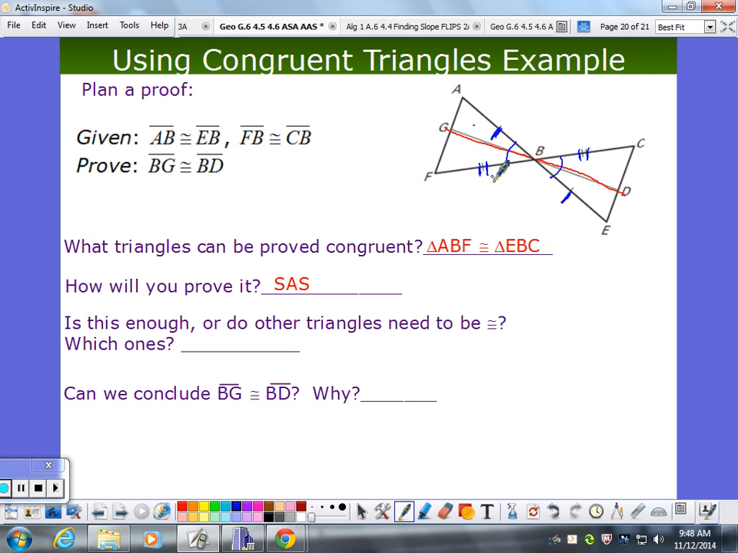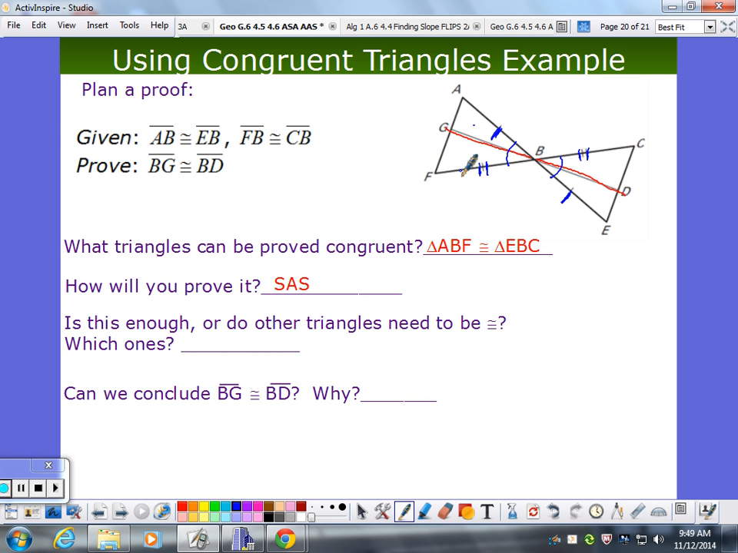How do I know that these are congruent? Because of SAS, therefore they're congruent, therefore they have the same height. Wait, what's congruent? ABF and EBC are congruent. Okay. Therefore they have the same height, and GB and BD are. What do you mean by height? Like base times height, the height from the base.